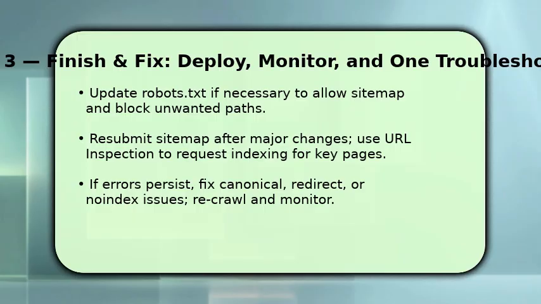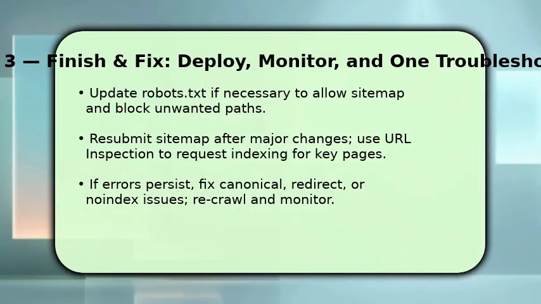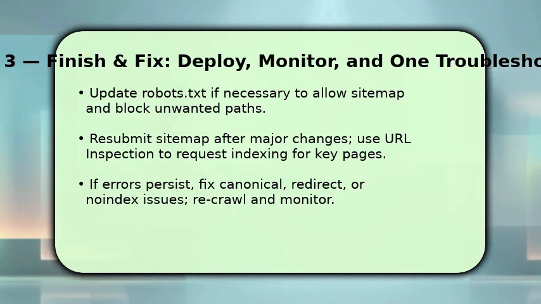If you see persistent errors, check canonicals, redirects, or accidental noindex tags. These commonly prevent indexing. If a DNS or verification problem appears, recheck CNAME and property verification in Search Console. Then request a new crawl and monitor the status until Google reports success.